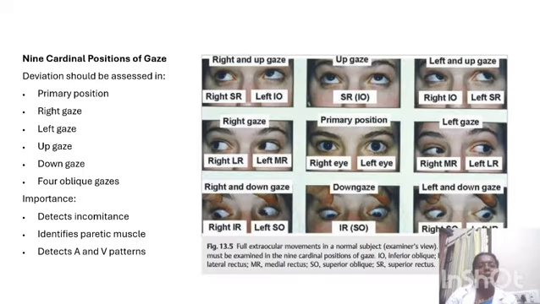The nine cardinal gaze examination provides dynamic information about ocular motility that cannot be obtained from static alignment measurement alone. It is fundamental for diagnosing incomitant strabismus and localizing the affected muscles or cranial nerve. The nine cardinal positions of gaze evaluate the function of all extraocular muscles in their fields of action. This examination is essential for detecting muscle paralysis, overaction, restriction, and incomitant strabismus.